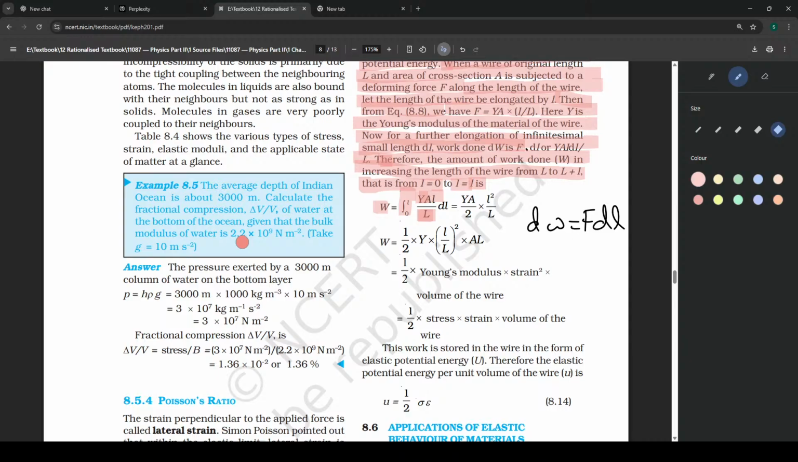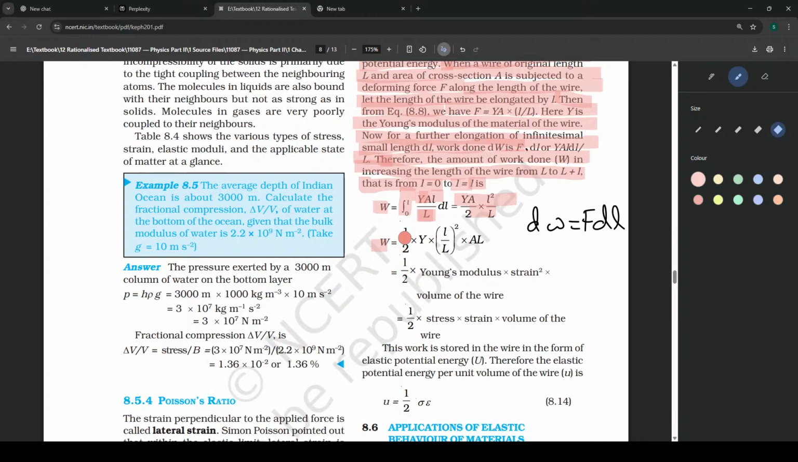Small l should be there, everything will come outside, and the integration of l with respect to dl is l square by 2, which we have shuffled here and written W equals Y A l square by 2L. Now this work done is stored in the form of potential energy. More simplification here, just rearranging the terms.